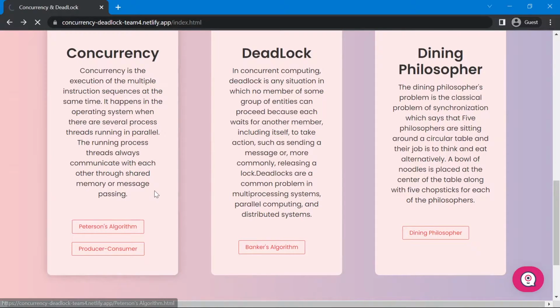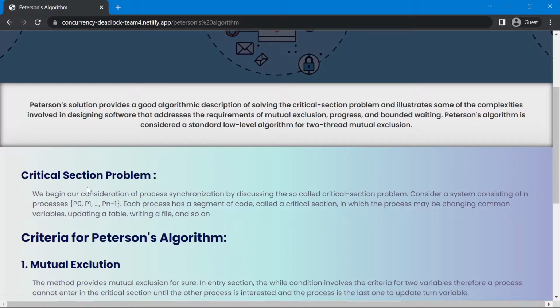Peterson's algorithm is considered a standard low-level algorithm for two-thread mutual exclusion. We will learn what the critical section is. We begin our consideration of process synchronization by discussing the so-called critical section problem. Consider a system consisting of n processes P0, P1, up till Pn-1. Each process has a segment of code called a critical section, in which the process may be changing common variables, updating a table, writing a file, and so on.